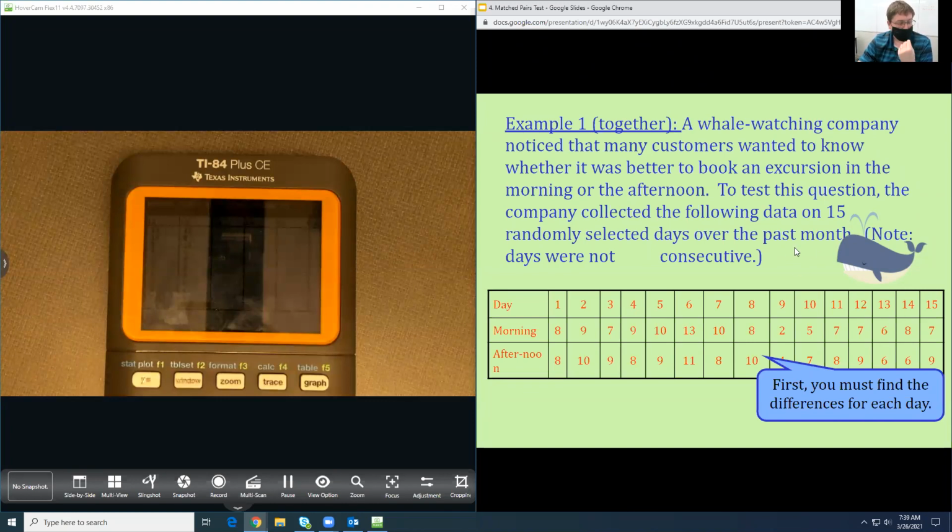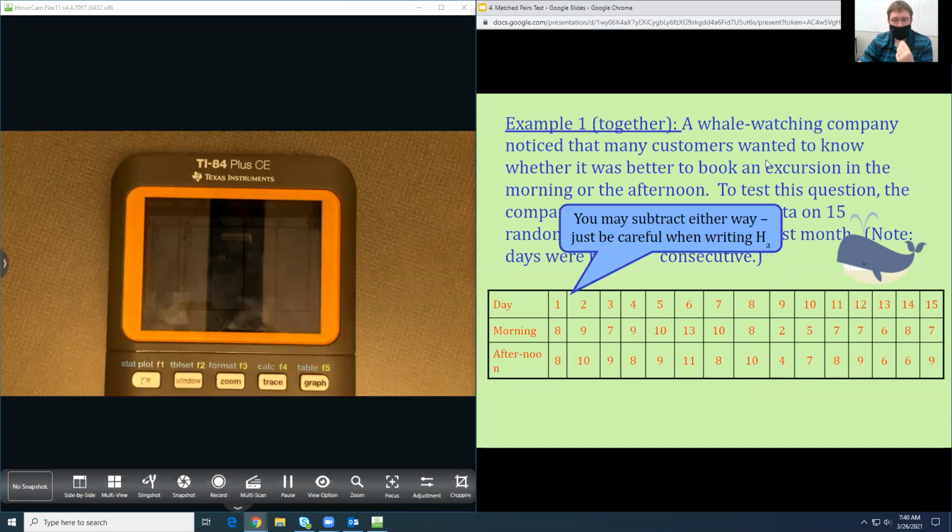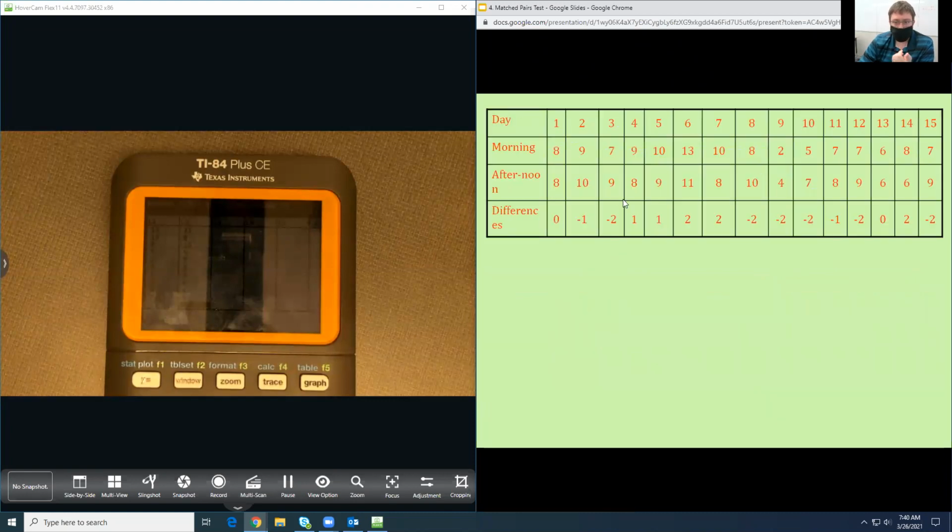So in order to do that, we're going to have to do some subtraction in the calculator, and it's going to help us do it. So you may subtract, and this is where you can go either direction, morning minus afternoon or afternoon minus morning. Which way is better, Mr. G? There's not really a better way. It's just your preference. All right, so I'm going to do the morning numbers minus the afternoon numbers.